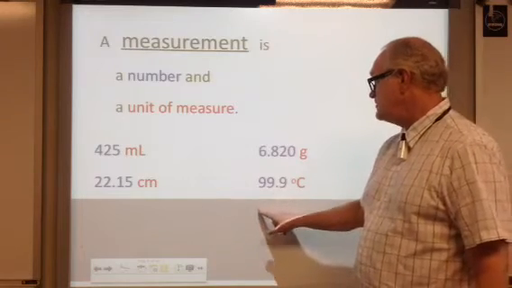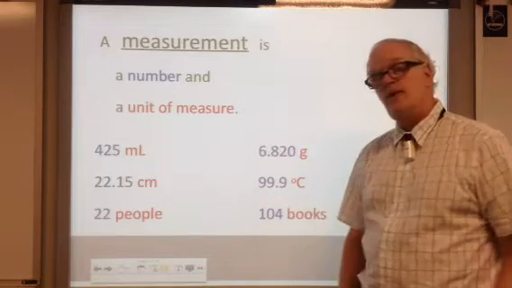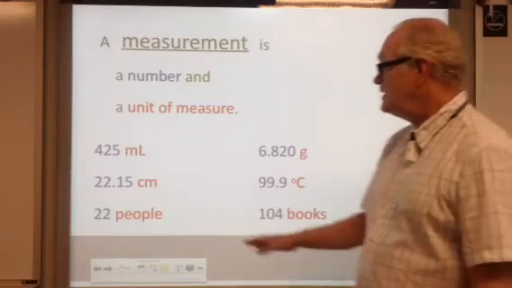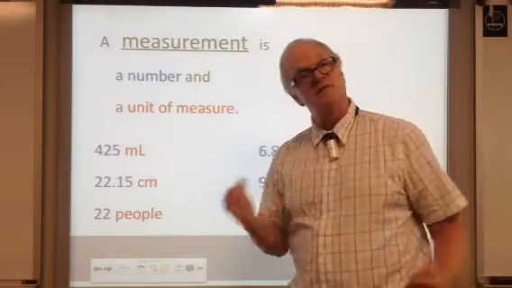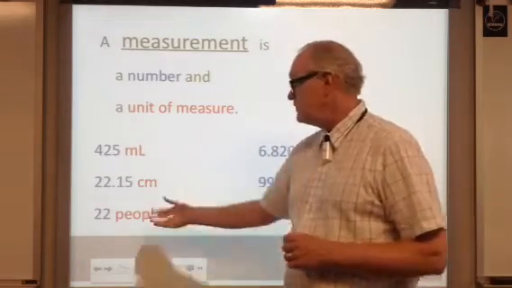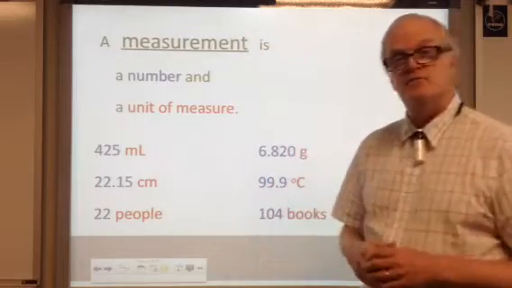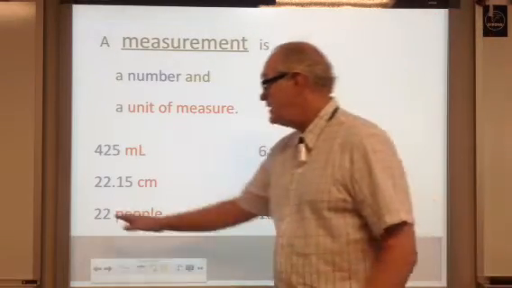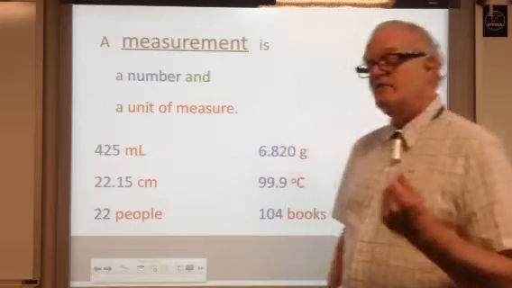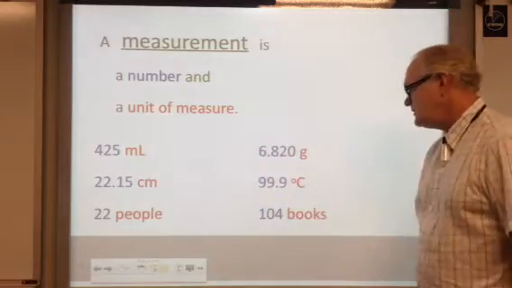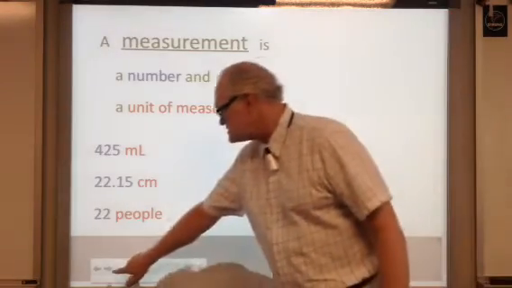Here are a couple of others that might be a little more surprising to you. If we count something, that's a way of measuring things. So if we're in a room, we count the number of people. There are 22 people. It's a number and a label. That's a measurement. Same way with this measurement of the number of books that someone counted.